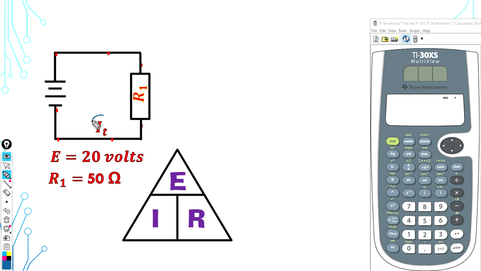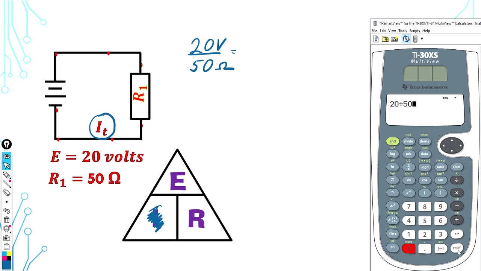All right. So on this one, I'm looking for my current. I've got voltage and I've got resistance. So I cover up the I. I've got 20 volts divided by 50 ohms. So I can use my calculator and just do 20 divided by 50. And I get 0.4 amps. Okay, so that's all there is to the series circuits.